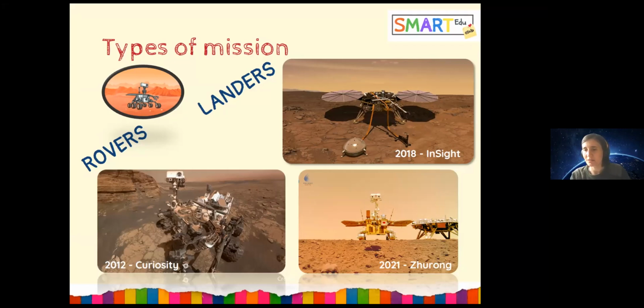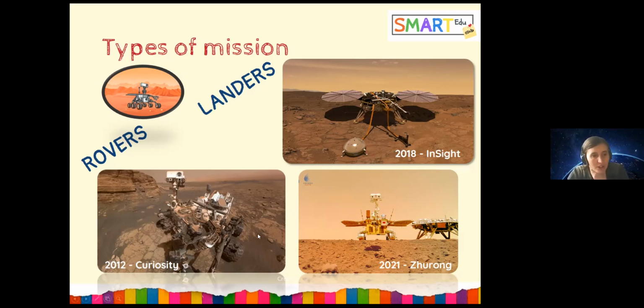So the difference between a rover and a lander is that a rover has wheels and it moves, and it stays on the planet and moves there without being picked up. But a lander has to be picked up after it lands, and it can't move. Okay, great. So we know the difference between rovers and landers.